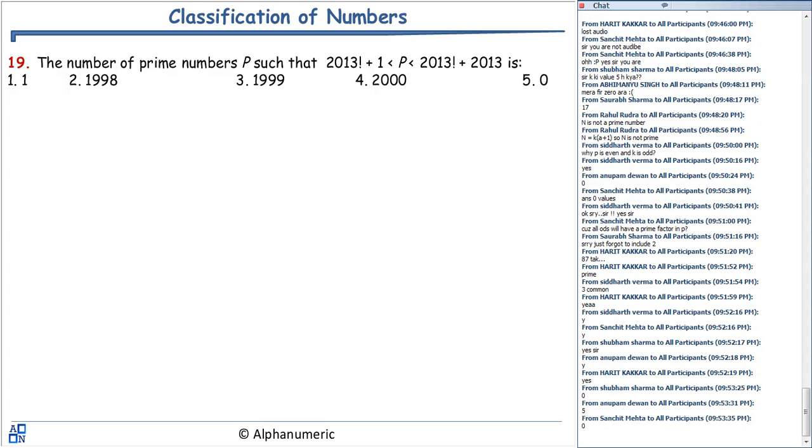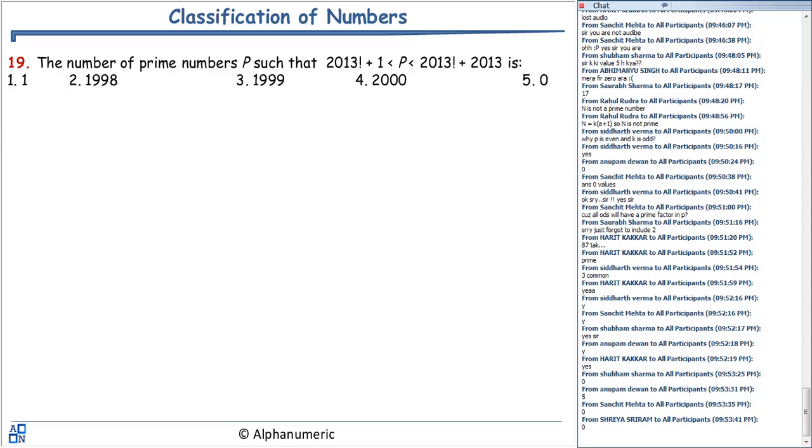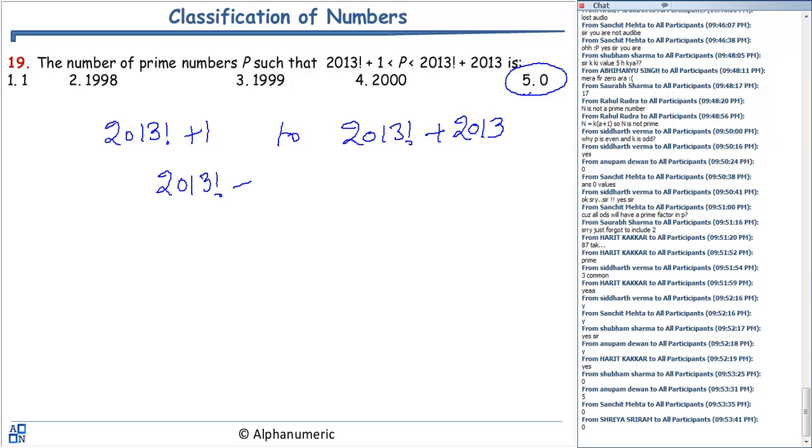Anupam is saying 5. Option 5. That's great. You all are right. The answer is 0. It's similar to the previous question. Remember, I have to check everything from 2013 factorial plus 1 to 2013 factorial plus 2013. So same concept. What will the numbers be? 2013 factorial plus 2, 2013 factorial plus 3, 2013 factorial plus 4, and so on till 2013 factorial plus 2013.